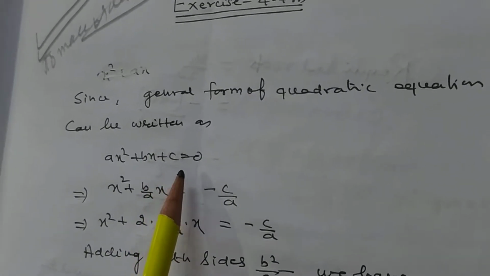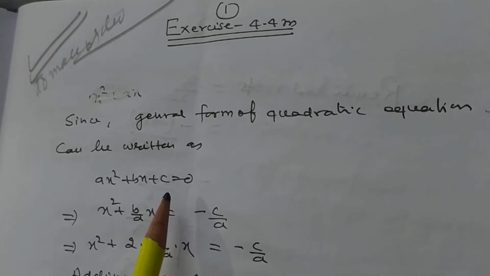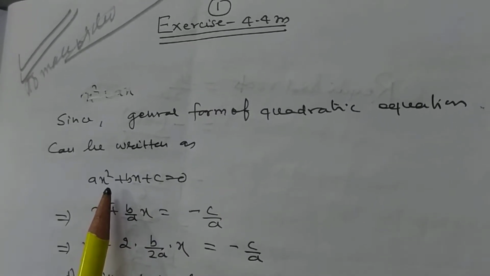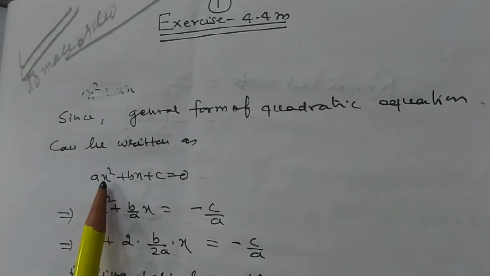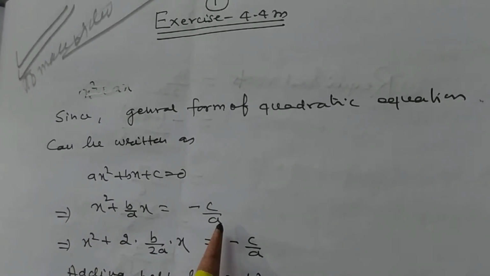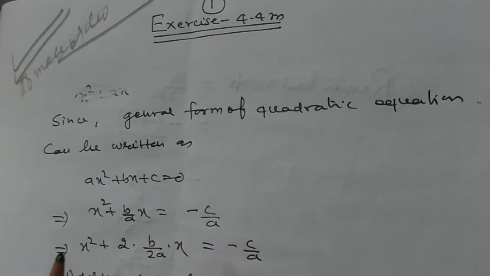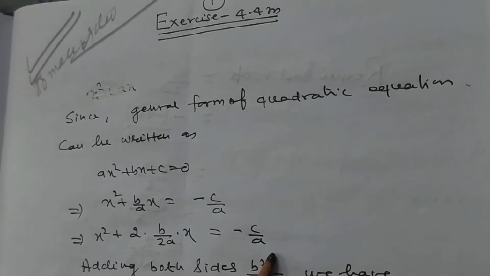My dear students, as you know, ax square plus bx plus c is equal to 0 is a quadratic equation. We want to make it a complete square. The question is, how will you make it a complete square? So, we divide it by the leading coefficient. Here the leading coefficient of this quadratic equation is a, because it is the coefficient of x square. So, we divide both sides by the leading coefficient after transposing the constant term from left to right, and we have x square plus 2 into b by 2a into x is equal to minus c by a.